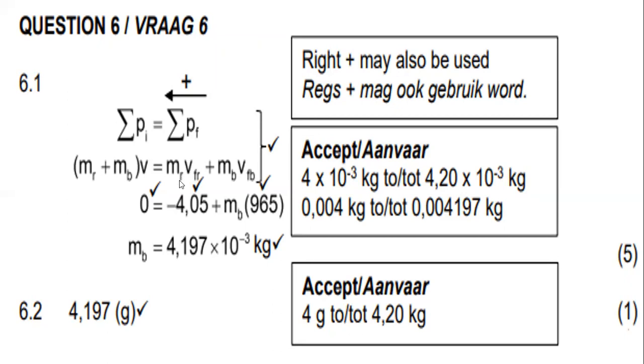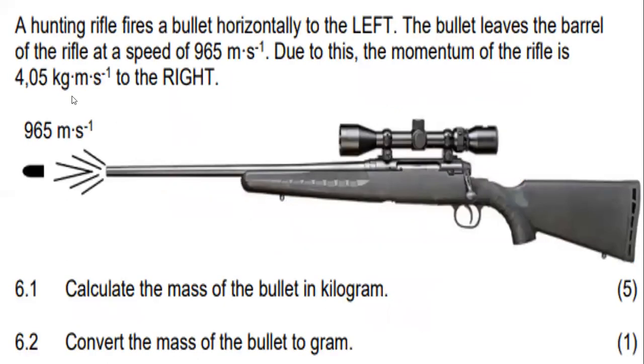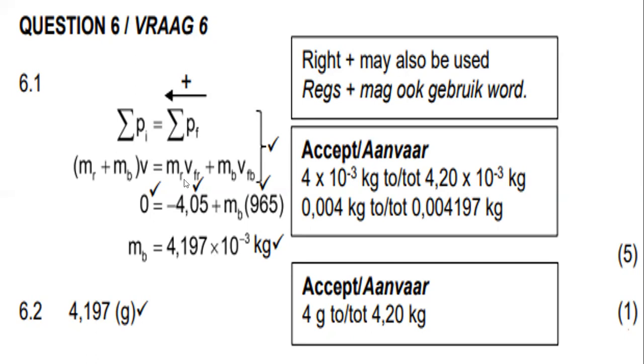And we were given the momentum of the rifle in this question. They told us that it is 4,05 kilograms dot meter per second to the right. Now, momentum is a vector, so we'll substitute it with direction. Firstly, for the magnitude, we know the magnitude is 4,05. But what about the direction? Remember, according to this, we chose to the left as positive. So if the left is positive, then the right is negative. That is why that value there is substituted with a negative, because the momentum was to the right.